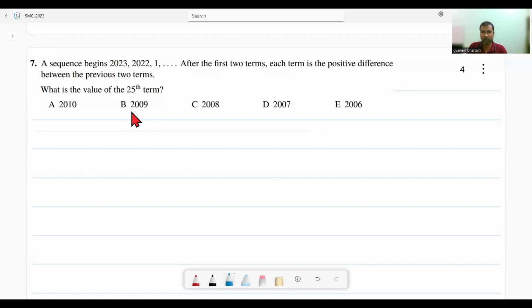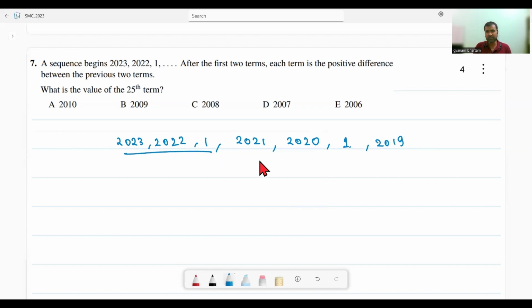So whenever there is this type of sequence, it's not arithmetic, not geometric. So let's observe how this sequence goes on. Okay, so 2023 and then 2022, then you have 1. And then the next is the difference of this, which is going to be 2021. Again the difference, which is 2020. And now again you will get 1, right? So if you observe this sequence, it's 2019.